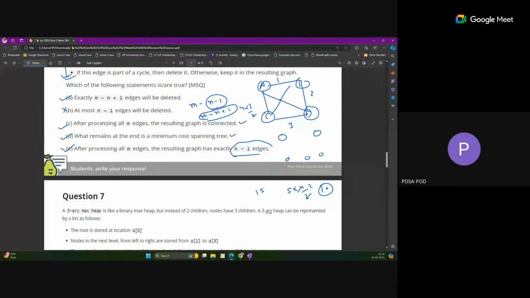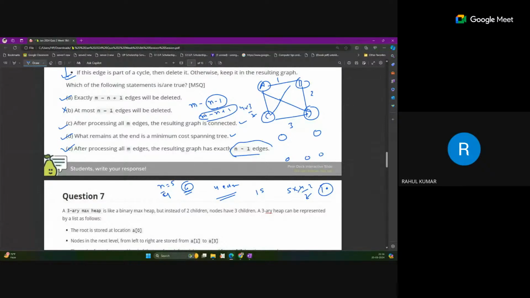In this case, suppose for 5 vertices we need a total of 4 edges to connect in the MST, correct? So that means we have to remove 6. Okay, so this is not n minus 1, this is now becoming n plus 1. Because n equal to 5 and n minus 1 becomes 4. So this is 6. So this is not true always.